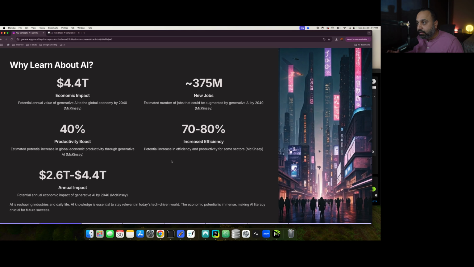And that is where you need to upskill yourself, because that means that if you do not know or understand how AI works, you will not be that one person that is leading a team of agents. And that's why you should learn.